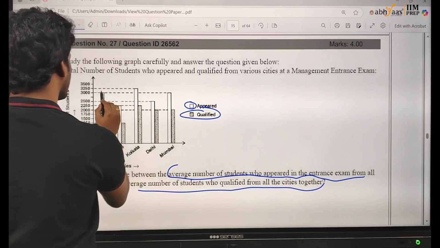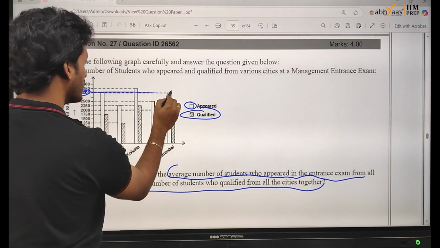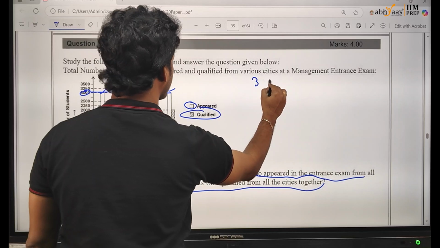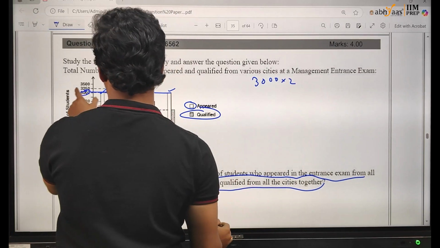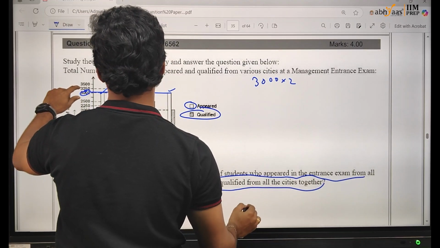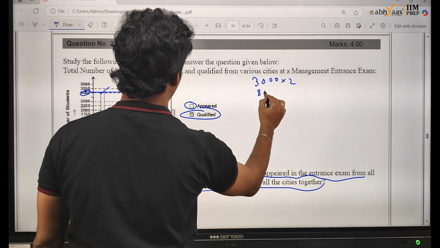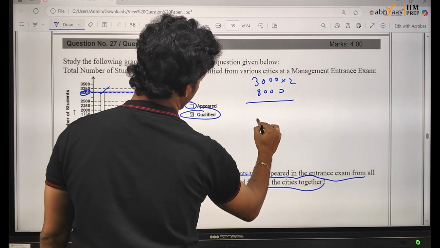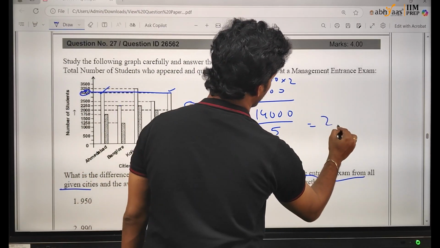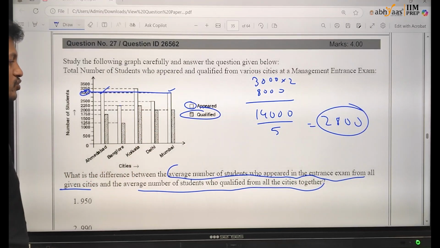So let's add everything. 3000, 2250. I have to count 3000 two times because it is showing for two cities, Ahmedabad and Mumbai. Next, 3250 and 2500 and 2250. So it is 5500 and 2500, which is 8000. 8000 plus 6000 is 14,000. 14,000 divided by 5 is 2,800. That is the average of people who appeared for the examination.